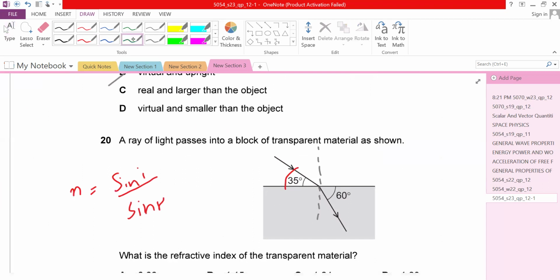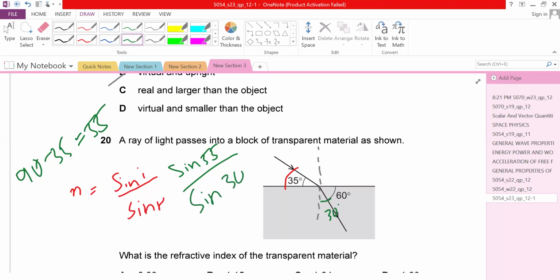Now we subtract: 90 minus 35, so it will give 55. Sine 55 divided by sine r. Then again this is the normal, 90 degrees. 90 minus 60 gives 30. So r is 30. Now let's put it into the calculator to calculate the refractive index. Sine 55 divided by sine 30 gives the answer 1.63.